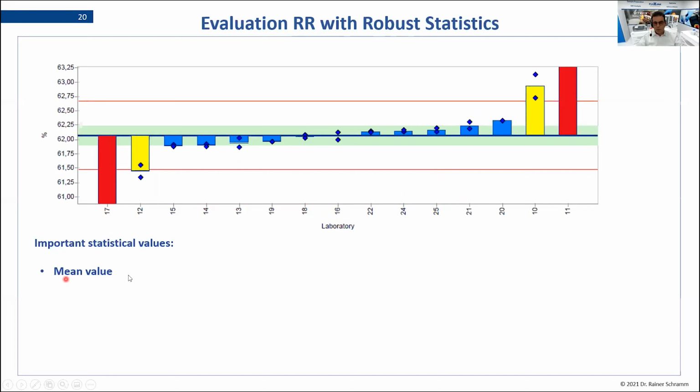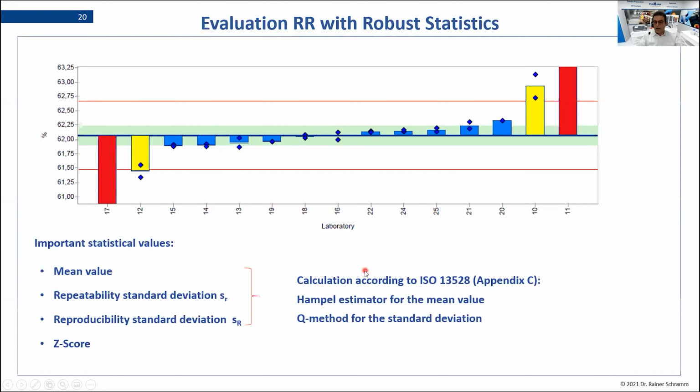And that means we will calculate then the mean value by robust statistics, the repeatability standard deviation, and the reproducibility standard deviation, and the Z-score. And what we use is the calculation according to ISO 13528, and it's described in Appendix C how you can use robust statistics. That's what we use. And in detail, it's the Huber estimator for the mean value and the Q method for the standard deviation.